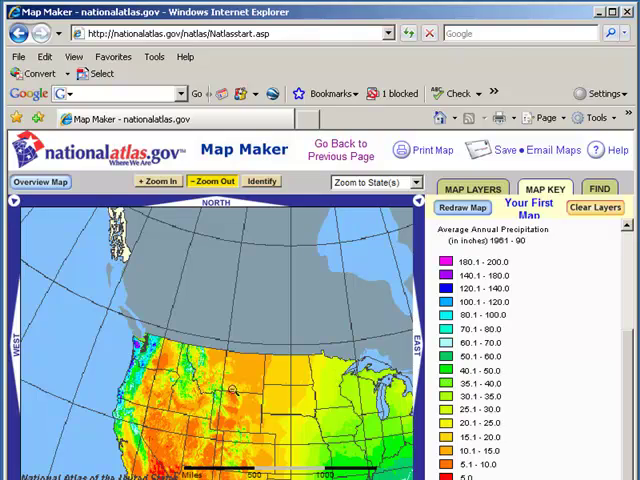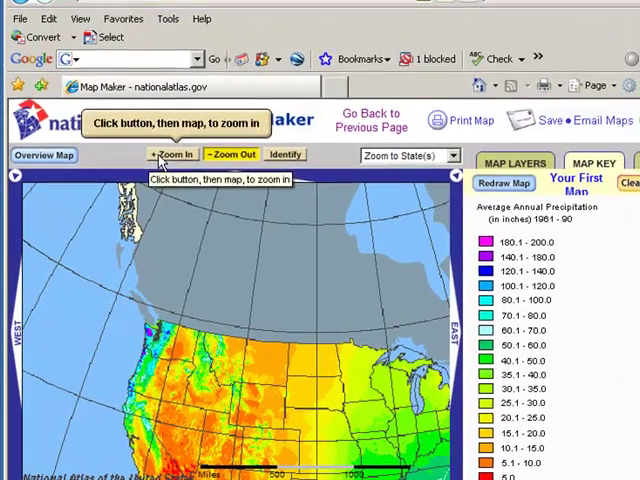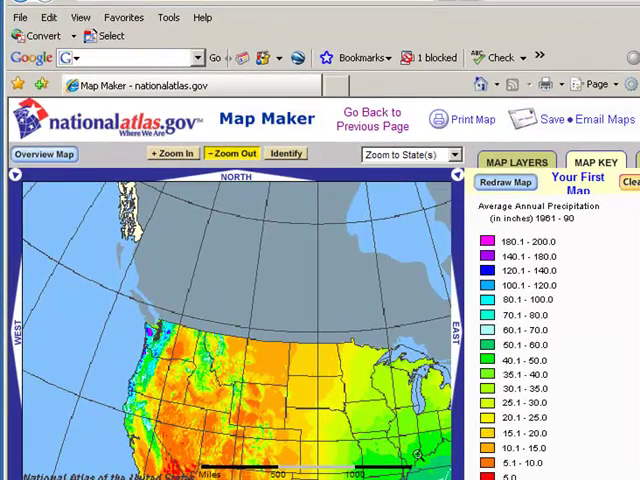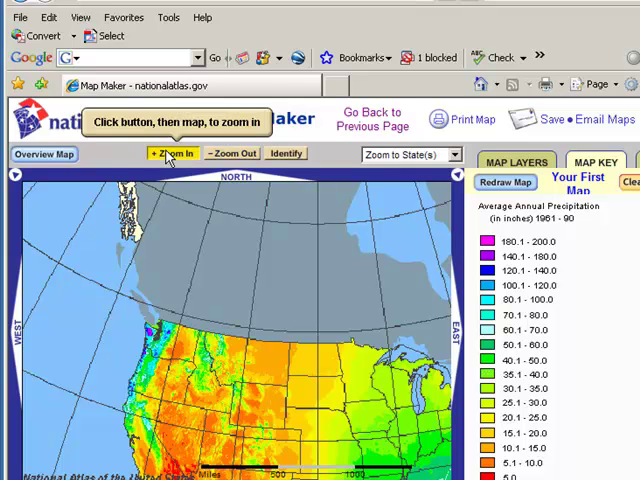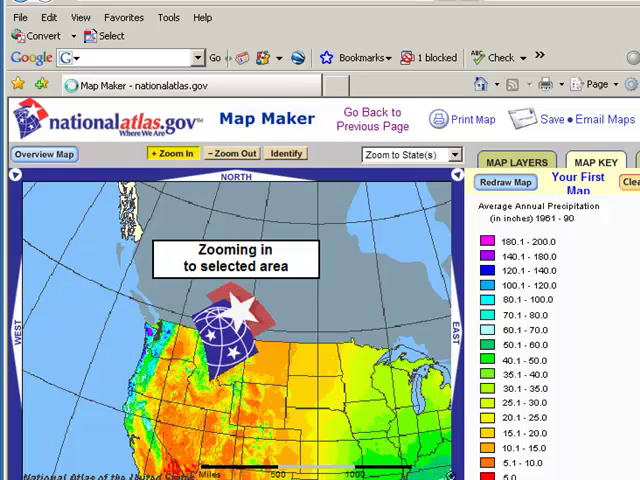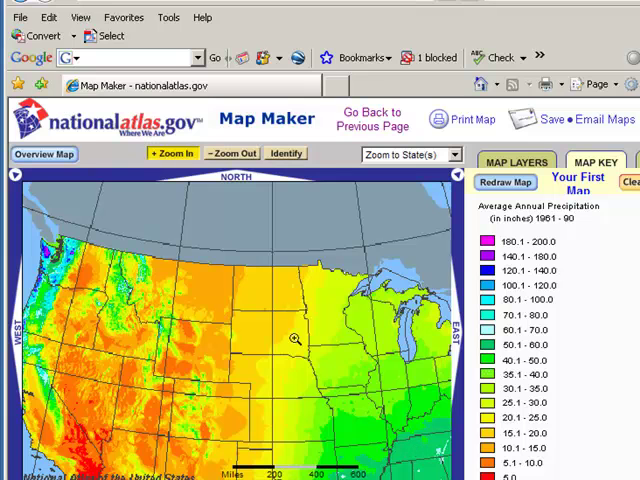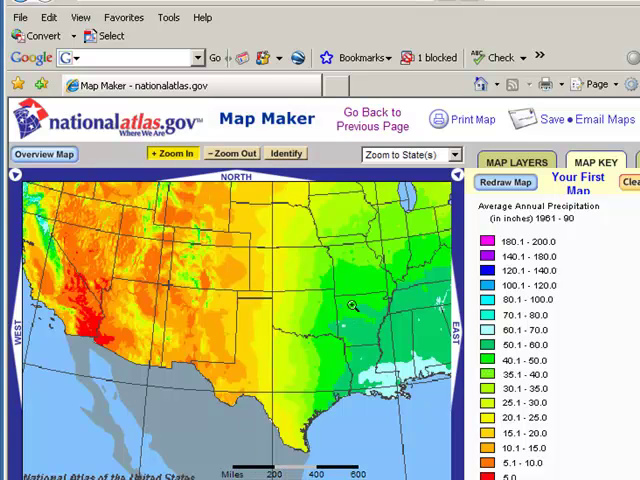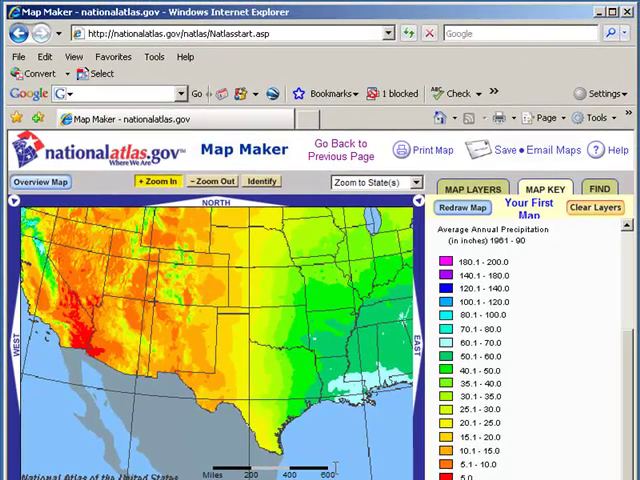What factors influence average annual precipitation? What are some factors going on here? Landforms, air masses, the jet stream. There are lots of things that go into climate for the United States, or for any region.